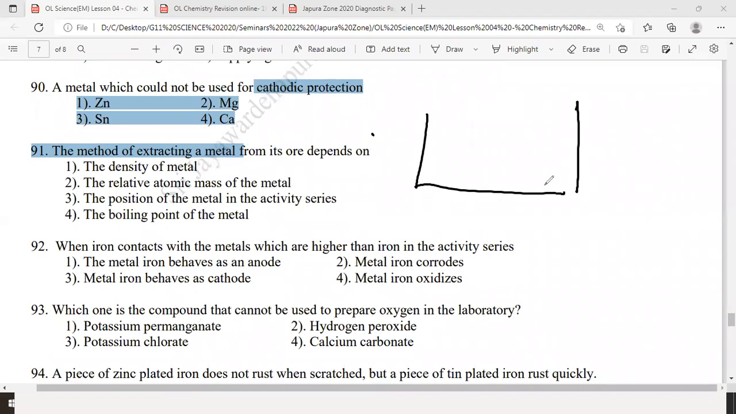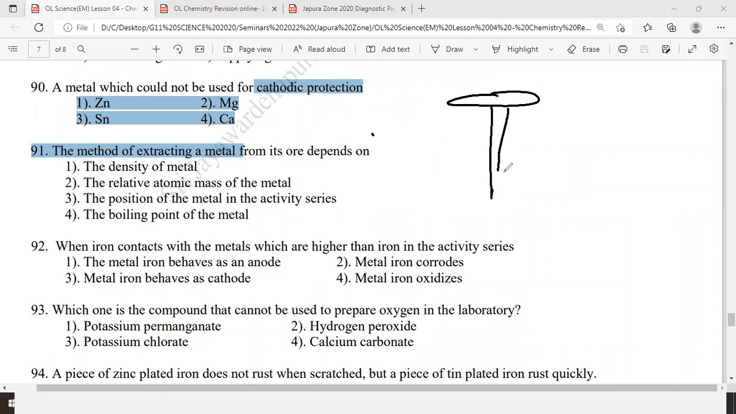So look at the screen, everyone. If you take an iron nail and want to prevent iron from rusting, you can attach a metal which is more reactive than iron. Then that metal acts as a bodyguard and protects iron from rusting. For example, I'll use zinc here. So I want to protect the iron nail from rusting, so I keep the iron nail in contact with zinc.